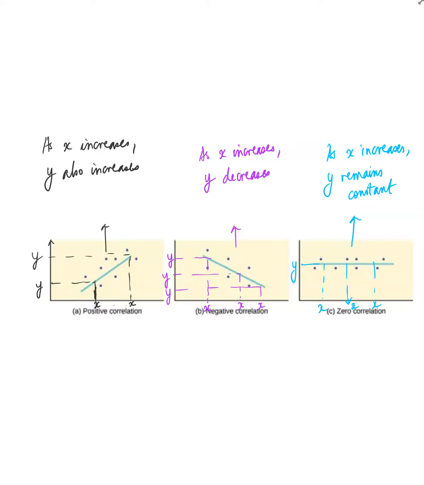Okay. So if there's a positive correlation, R is, let me just put it this way, R is between 0 and 1, right? If there's a negative correlation, your R value will be between -1 and 0. And if it's zero correlation, as the name says, your R is exactly equal to 0.